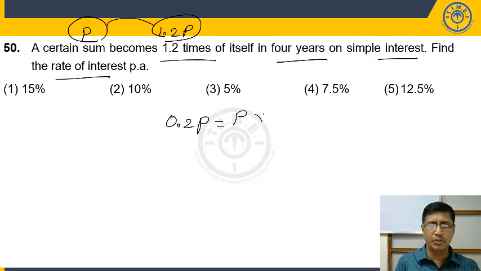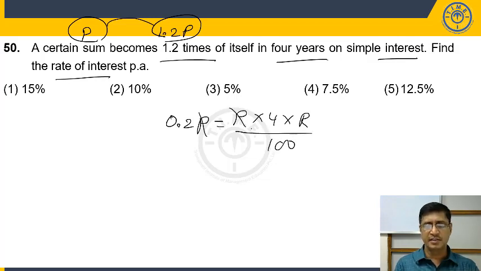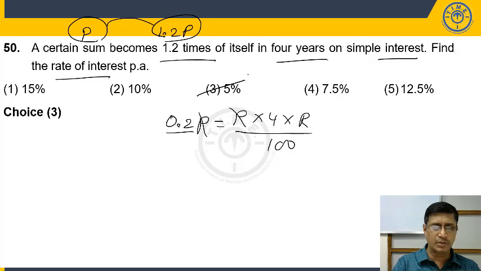0.2P is equal to principal into number of years, 4 into R by 100. Solving this, P and P get cancelled. Now the result: 0.2 into 100 is 20. 4 goes exactly how many times in 20? 5 times. So what is the R value? It is 5% per annum. 5% per annum is the right choice, option number 3. Third choice.